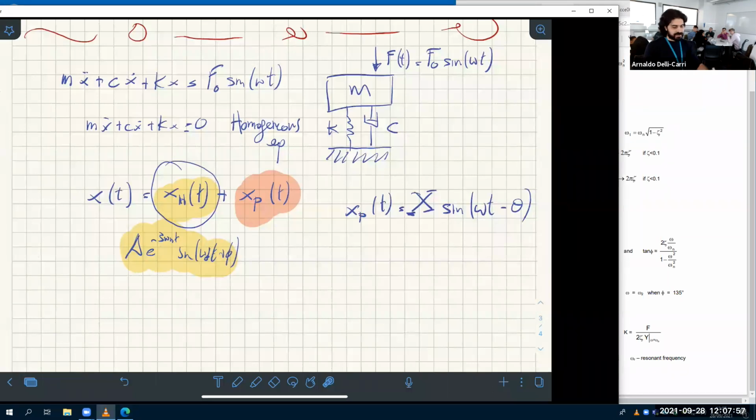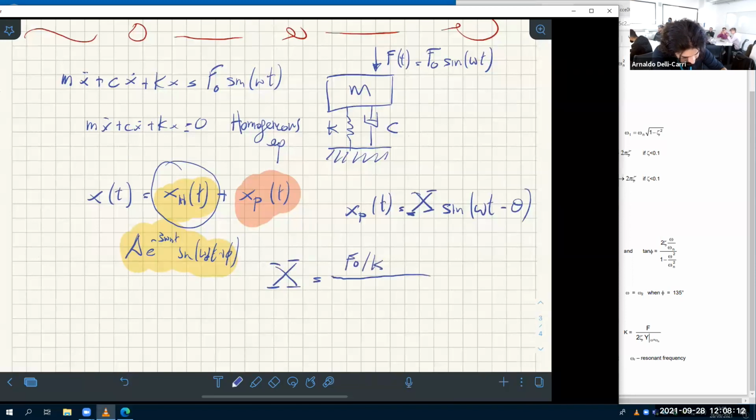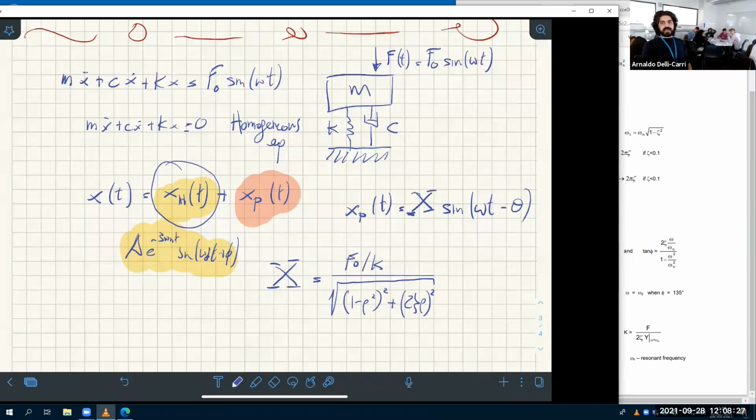Okay, how much is capital X? Well, again, this only works if the force is a sinusoidal force. Capital X is F0 over K divided by the square root of (1 minus rho squared) plus (2 zeta rho) squared. Again, this is a beast of a solution. This must be substituted with this.